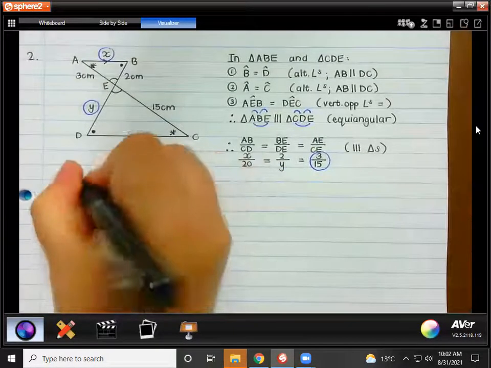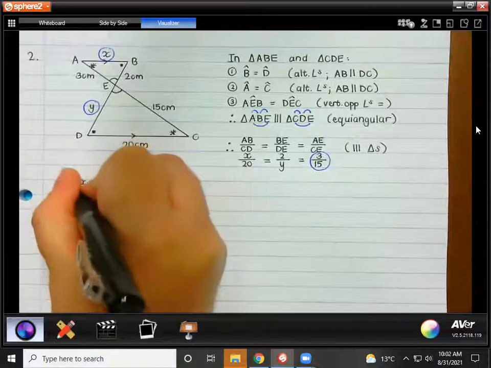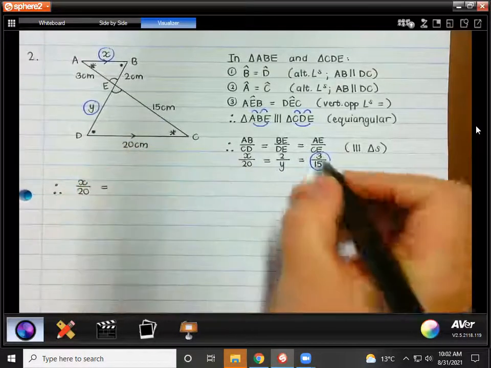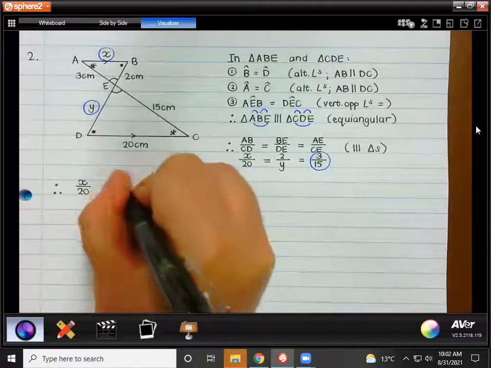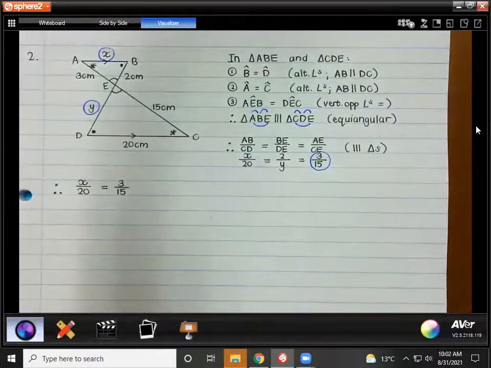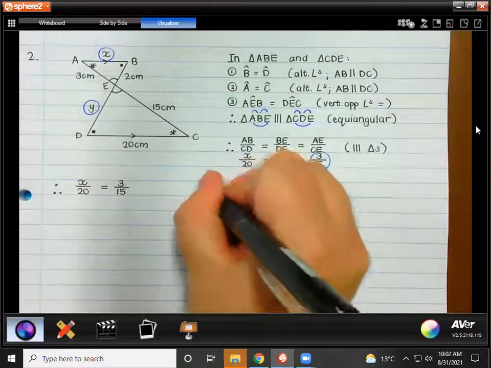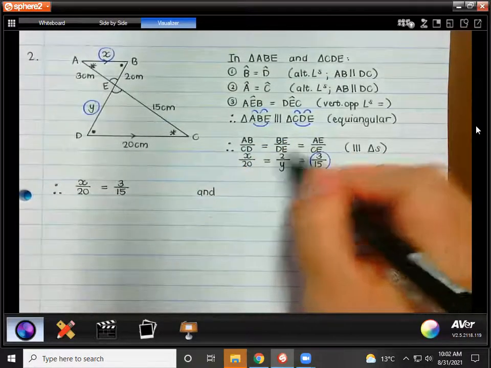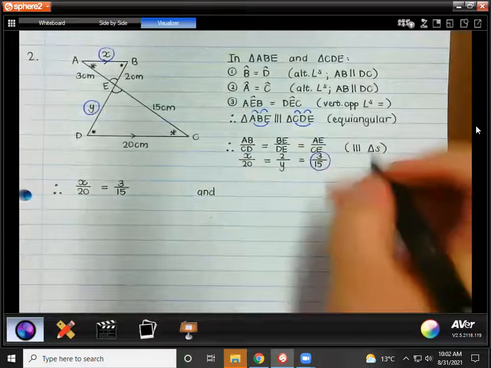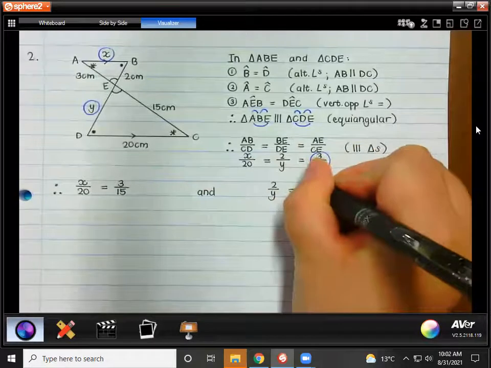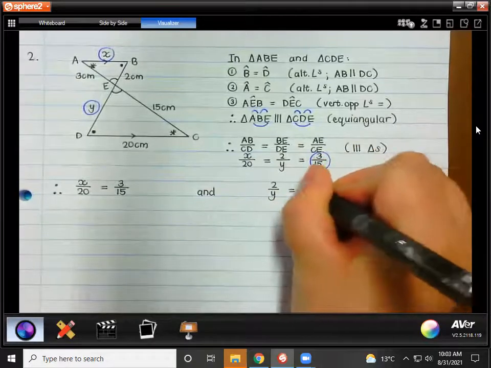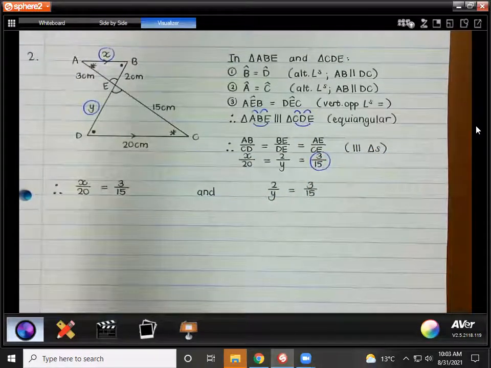We're going to take our x fraction, x over 20, and make that equal to the fraction that is numbers only, so 3 over 15. And we're then going to take our y fraction exactly as it is: 2 over y is equal to, again, 3 over 15.